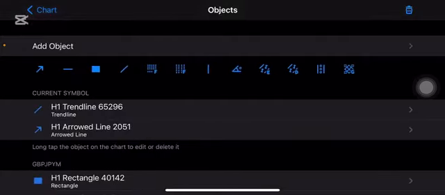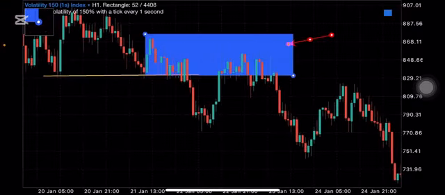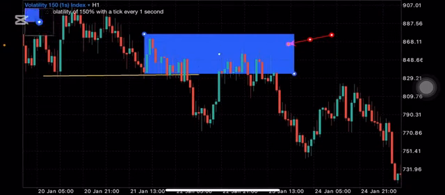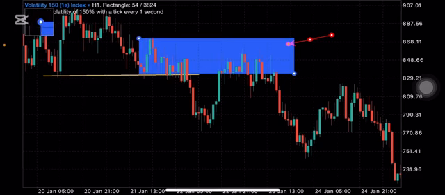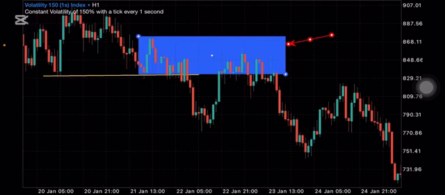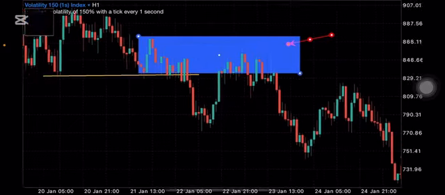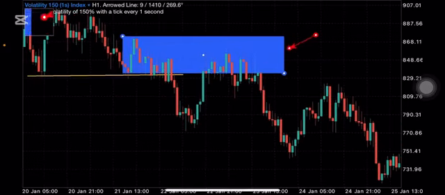Just pick your rectangular tool, mark from the beginning to the end. Okay, this is it. Mark from the high right there into the breakout point. This is where they consolidated. All right, then extend it like this, the way you see me do it. Extend it the way you see me do it. That is all you need.